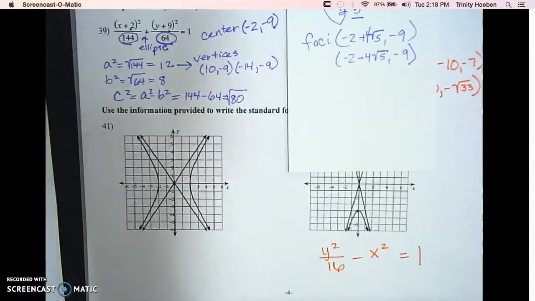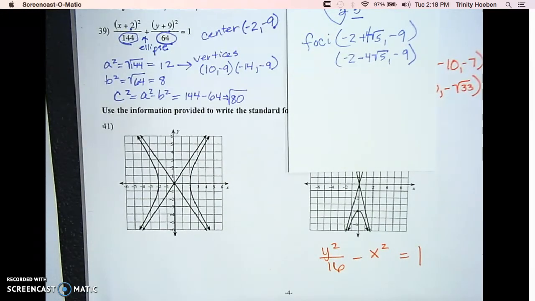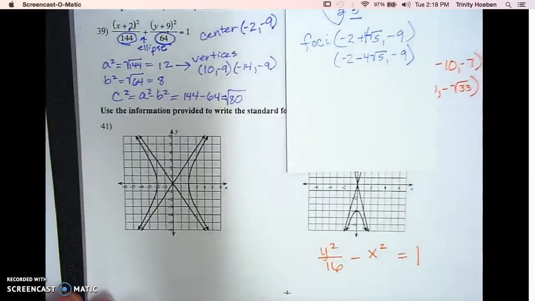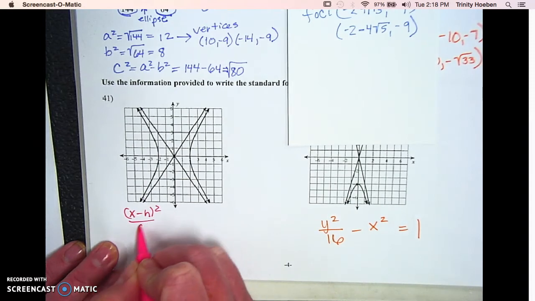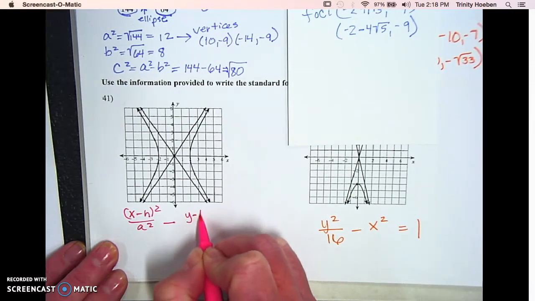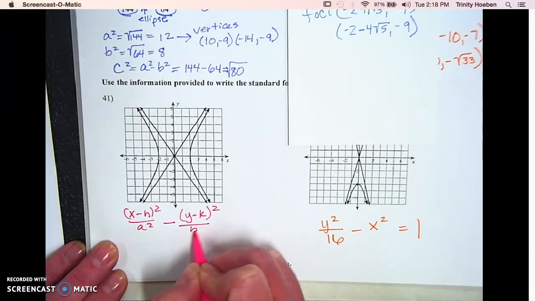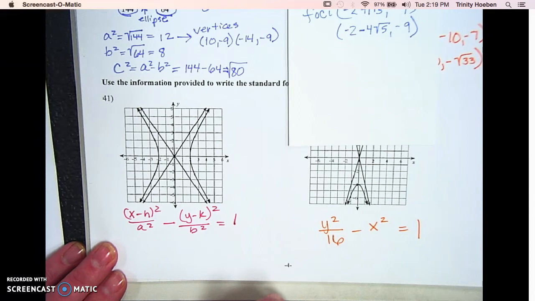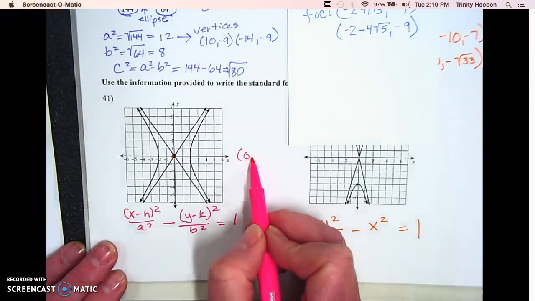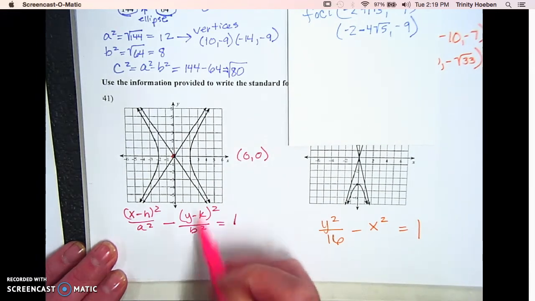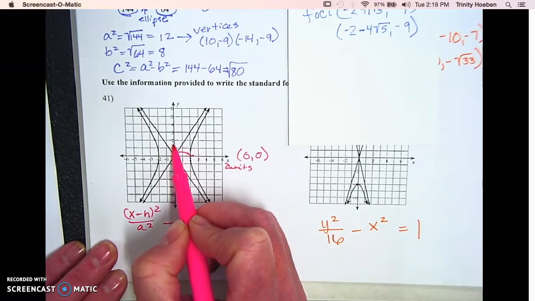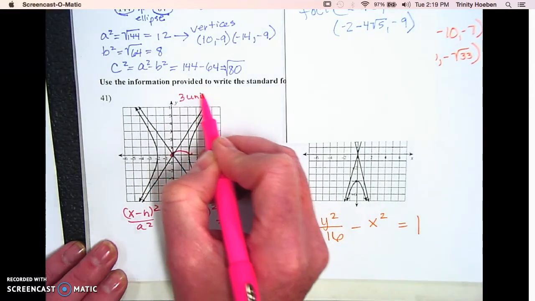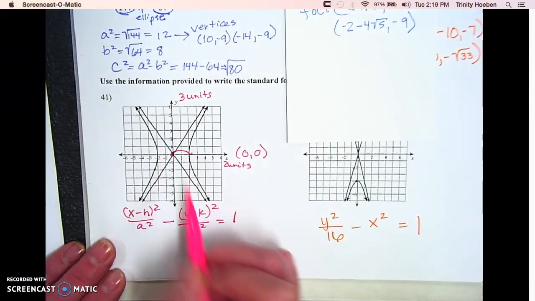And the last one, number 41, says use the information provided to write the standard form of the equation of the hyperbola. So on your note card, you should have that standard equation, and it looks like this. x minus h squared over a squared minus y minus k squared over b squared equals 1. So we need the center. The center of this one is right at 0, 0, which is nice. And then the units here are 2 units. And the units going up is 1, 2, 3. So 3 units that way, 2 units horizontally, 3 units vertically.